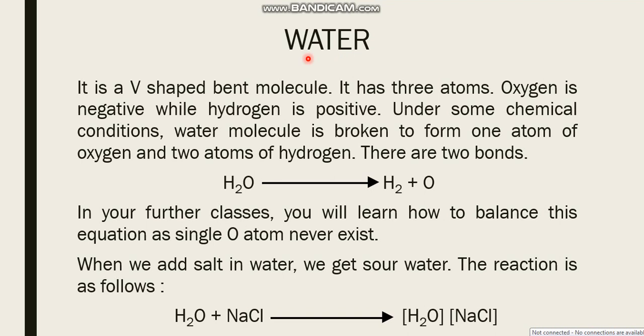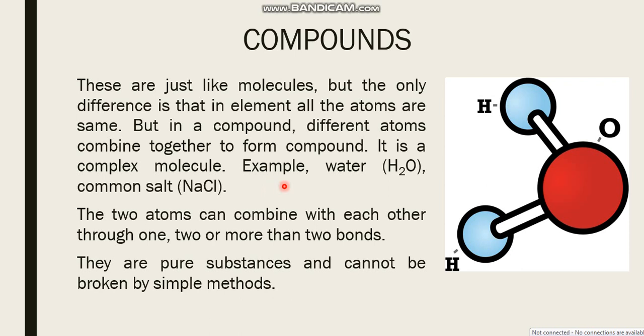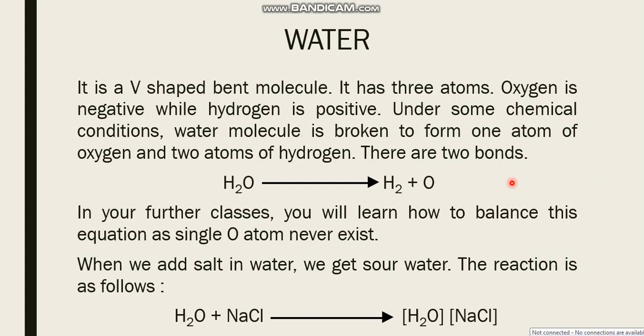Now students, let's discuss an important compound, water. It is a V-shaped bent molecule that we have already discussed in our first chapter, and since its chemical formula is H2O, that's why it has three atoms. The oxygen is the negative atom in this water molecule, and in the previous one we saw this oxygen is negative and it is larger in size because it has accepted the electrons.